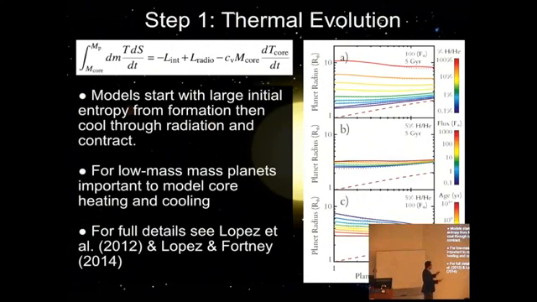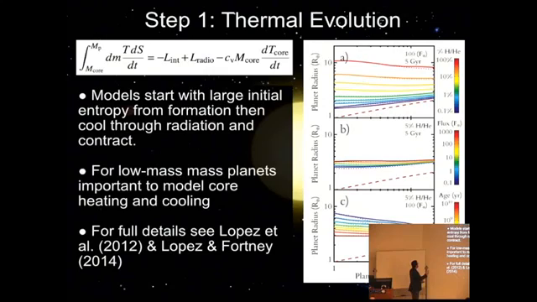So okay, I don't want to get too bogged down in the details of the model. I'm happy to take questions later. For the full details, you can take a look at our 2012 or 2014 papers. But the basic idea is you take a model of how the planet evolves thermally in time and how it loses its mass over time, and you couple the two together. So this is the thermal evolution. This is just basically your standard stellar structure evolution model.